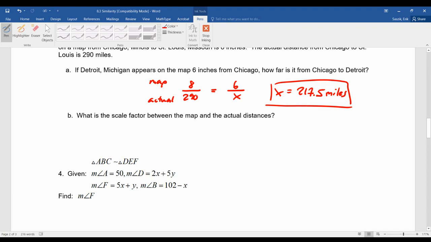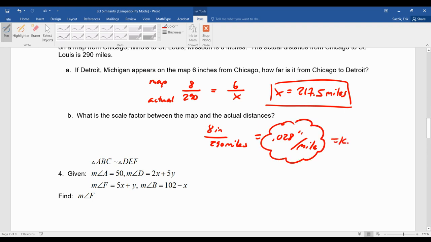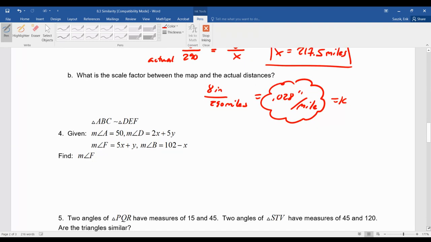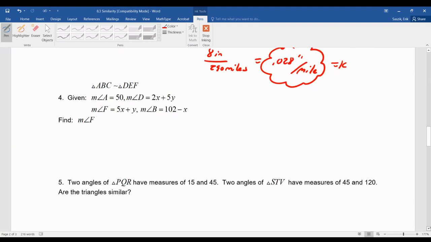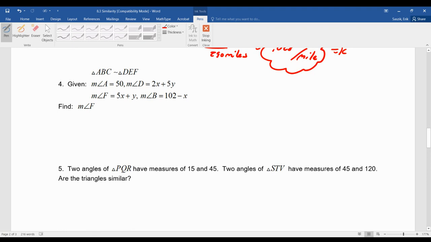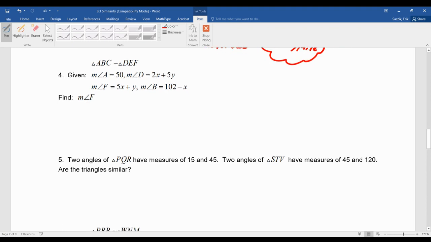The scale factor between the map and the actual distance, that's just going to be dividing these two things, right? So the map would be like 8 inches to 290 miles. So you divide that, that would be 0.208 inches per mile. That's your K factor. Okay. Really, I don't know how much of this stuff I really need to do. This is going to be a system. I want you to practice the system, okay?